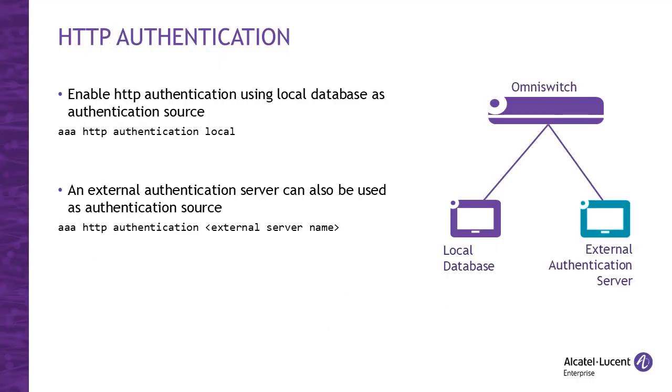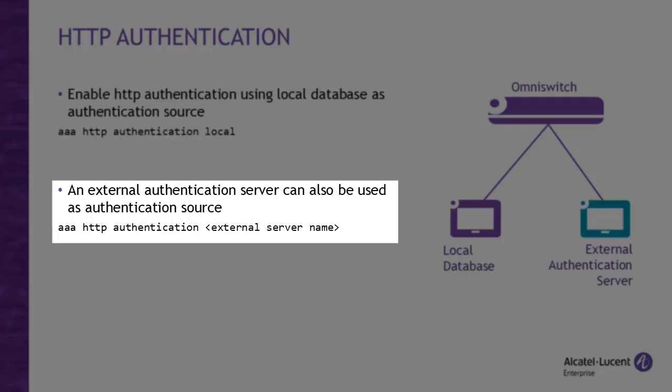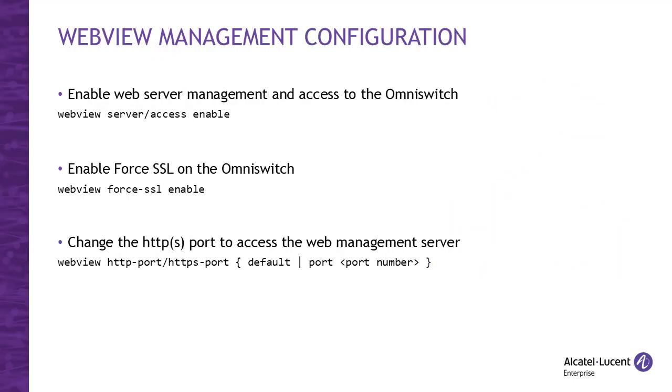Next step is to enable HTTP authentication on the OmniSwitch. This can be done using the local database or an external authentication server as the authentication source. Both commands are shown. Then, WebView access has to be enabled.